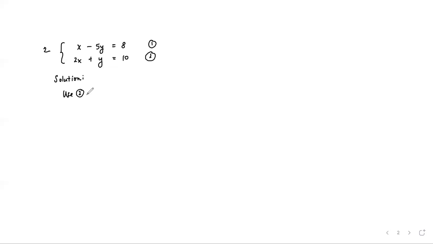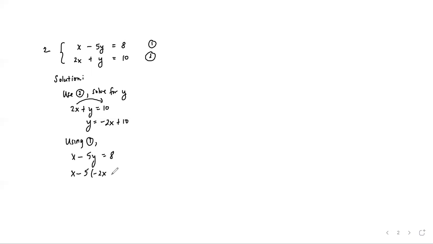Let's use equation 2 and solve for y, because solving for y will give us a simpler equation. So we get 2x plus y equals 10, and then transposing 2x to the other side, we get y is equal to negative 2x plus 10. And then we substitute this into equation number 1. So we get x minus 5y equals 8, and the variable y here will be replaced by negative 2x plus 10.